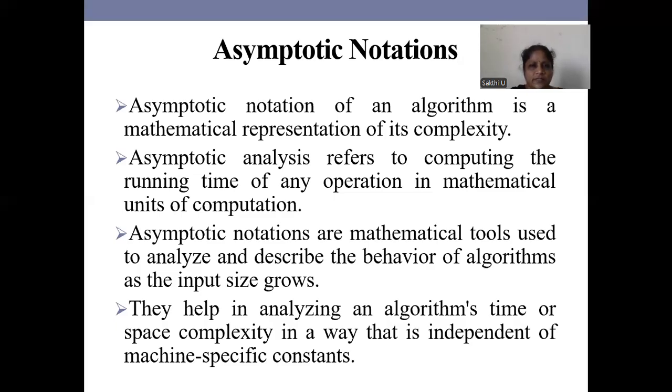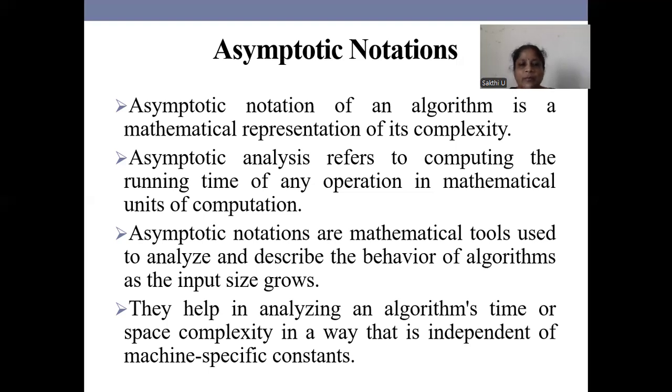Asymptotic notations. We have an algorithm. We are going to analyze the algorithm's efficiency in terms of time complexity and space complexity, and how are we going to represent the efficiency of an algorithm? That is called asymptotic notations. We use asymptotic notations to represent algorithm efficiency in mathematical form.